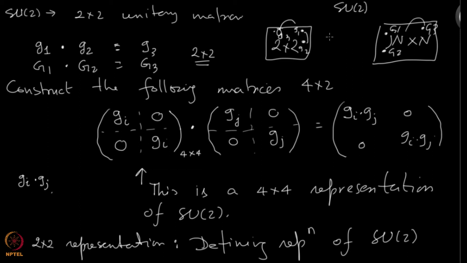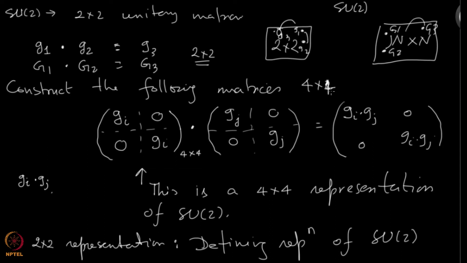Okay. So, right now we are not saying that 2 cross 2 matrices form the SU2 group. We are saying 2 cross 2 matrices form one representation of the SU2 group, but you could have different representations. Let me give you a specific example.